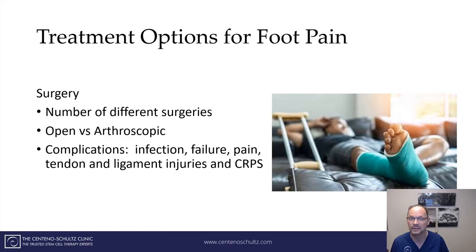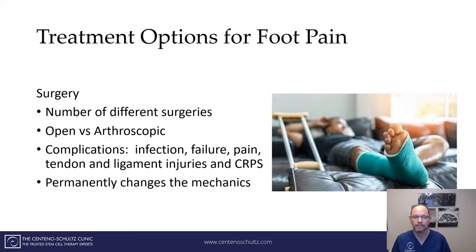reflex sympathetic dystrophy, and it is a game changer. It will stop you in your tracks, and it's basically a terrible condition where there's injury to the nerve, and there are not a lot of great solutions to it. Most importantly, surgery is not like having your oil changed. It results in a permanent change in the mechanics of the foot, and if you don't like it, you can't get a refund. The mechanics are changed forever.